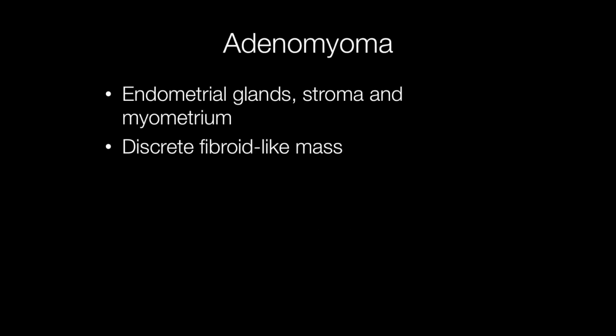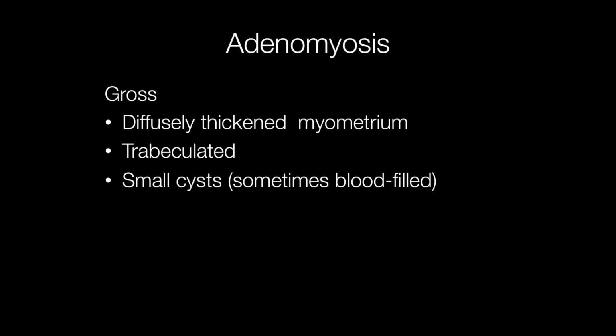Sometimes adenomyosis may cause a discrete fibroid-like mass composed of endometrial glands, stroma and myometrium, and this is called an adenomyoma. Grossly, in adenomyosis, the myometrium is diffusely thickened and trabeculated, and there are small cysts that are sometimes blood-filled.